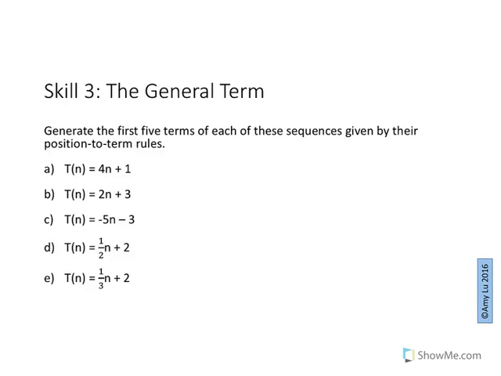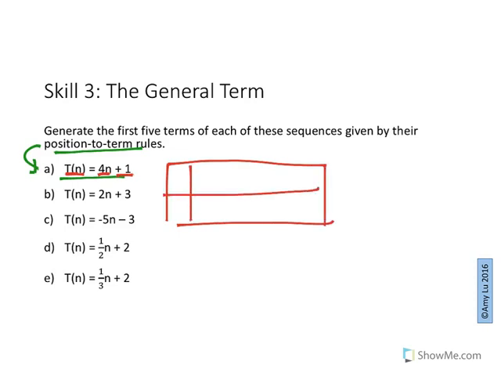And finally, in this slide, you're going to generate the first 5 terms of these sequences given by their position to term rules, or in this case, since it's formally written, the general term. So since I know that the term is equal to 4 times position plus 1, I'm going to create a table, and write down my first 5 positions. The top represents my position, n, and the bottom represents my term, T of n. I'm going to do 1 times 4 makes 4, plus 1 is 5.